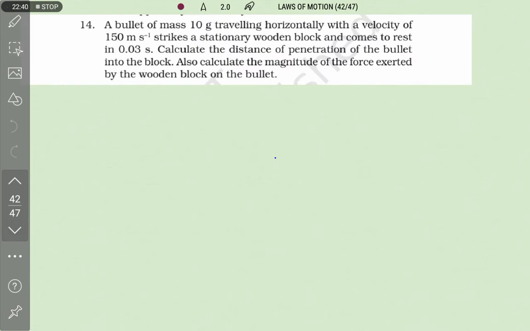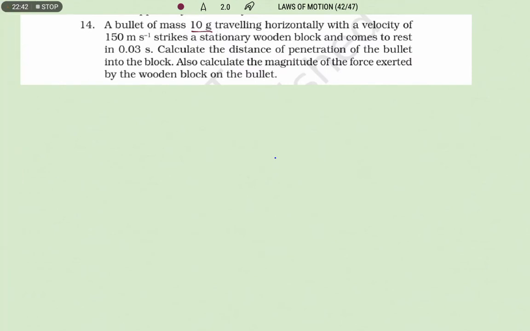A bullet of mass 10 gram traveling horizontally with a velocity of 150 meter per second strikes a stationary wooden block, comes to rest in 0.03 second. Calculate the distance of penetration of the bullet into the block. Also calculate the magnitude of force exerted by the wooden block on the bullet. So let us see.